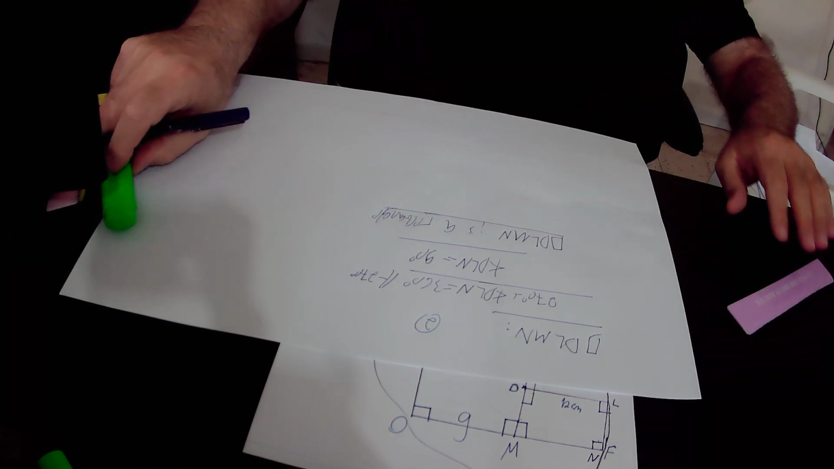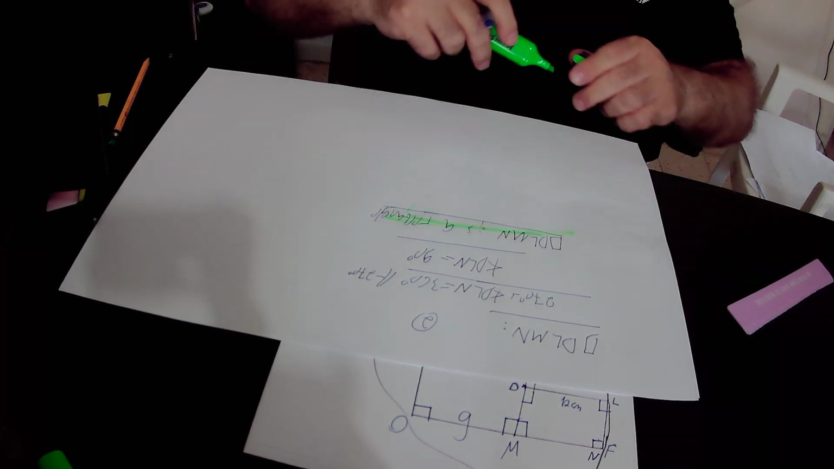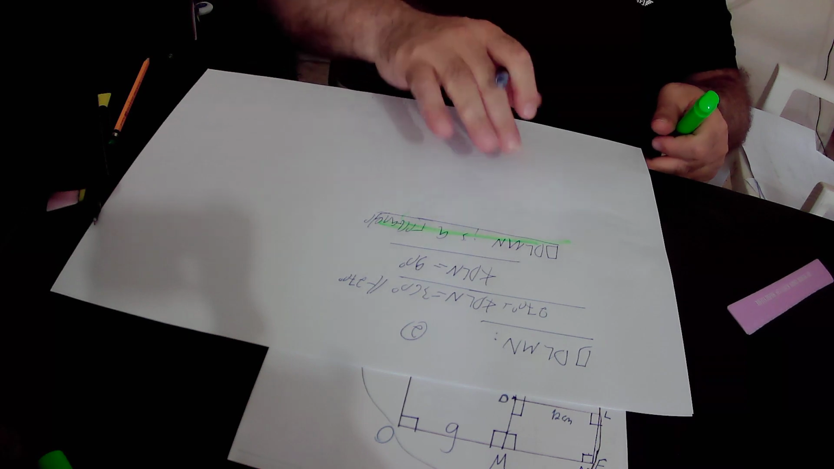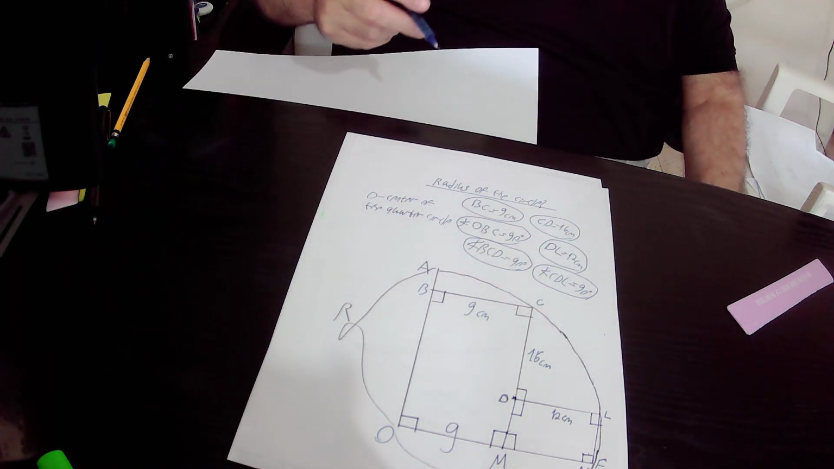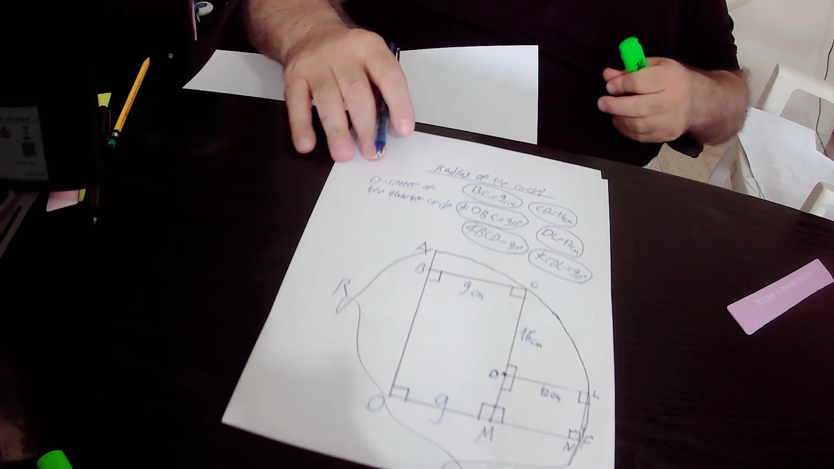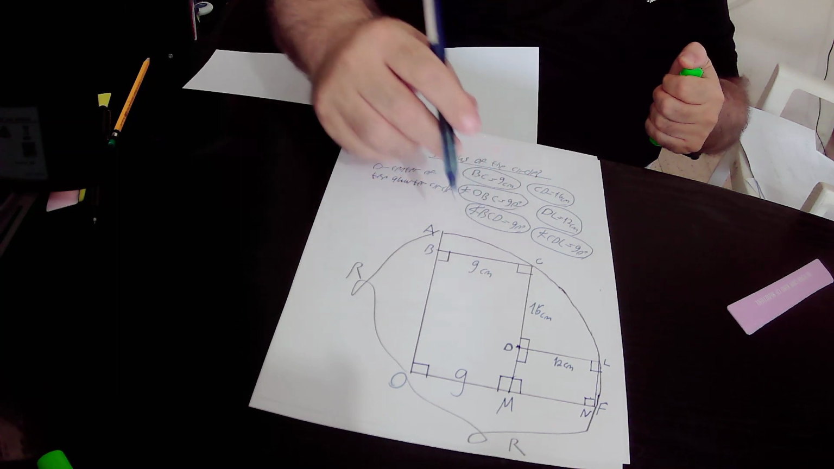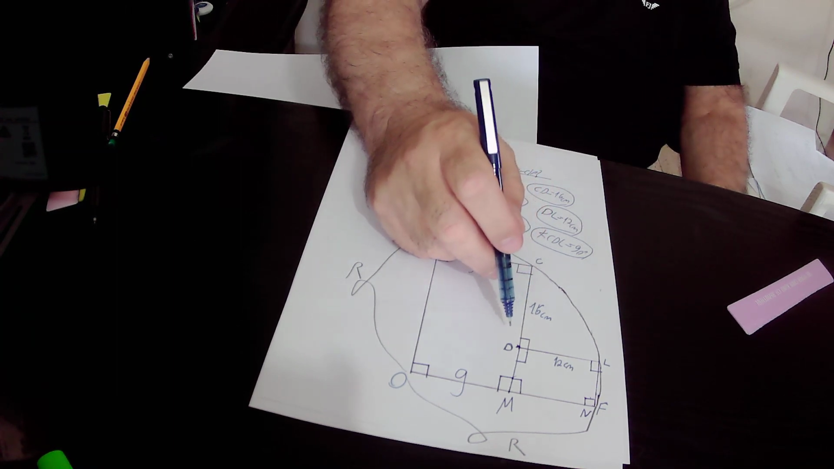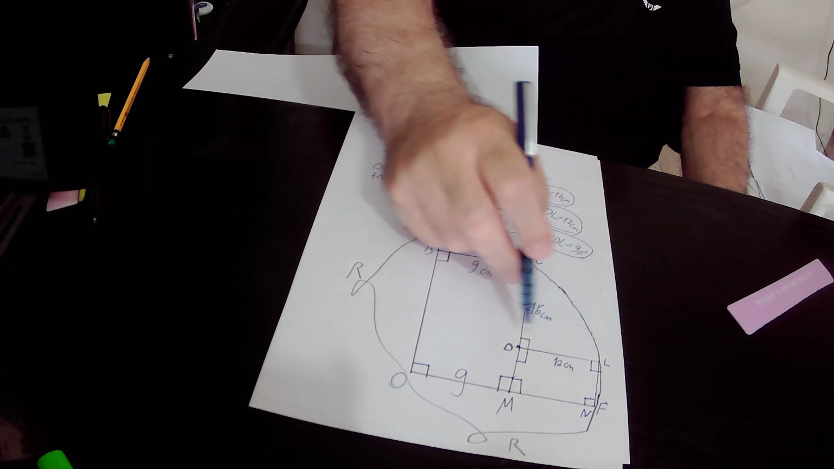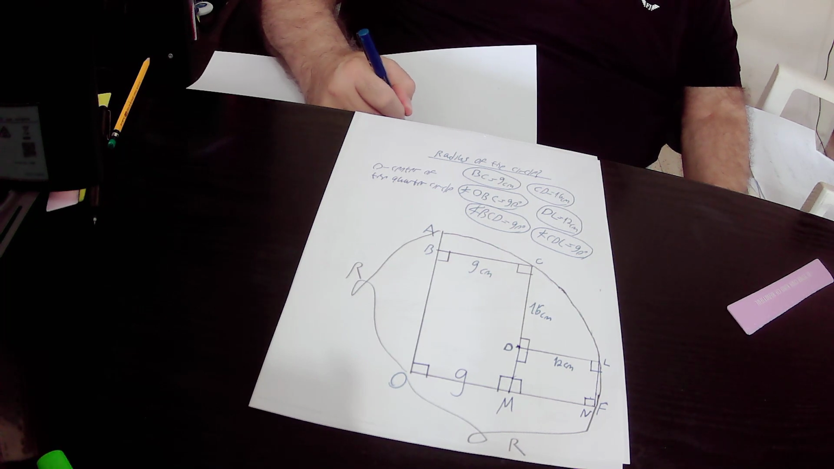Quadrilateral DLMN is a rectangle, and we also know that the opposite sides of a rectangle are equal to each other. So the opposite sides of rectangle DLMN, they are equal to each other. So here we know that in rectangle DLMN, side DL must be equal to side MN. DL must be equal to MN.